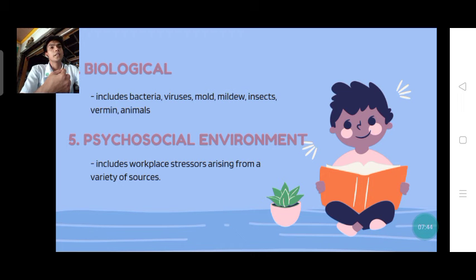Number 4 is biological. Biological includes bacteria, virus, mold, mildew, insects, vermin, and animals. And the last is psychological. It includes workplace stressors from a variety of sources.